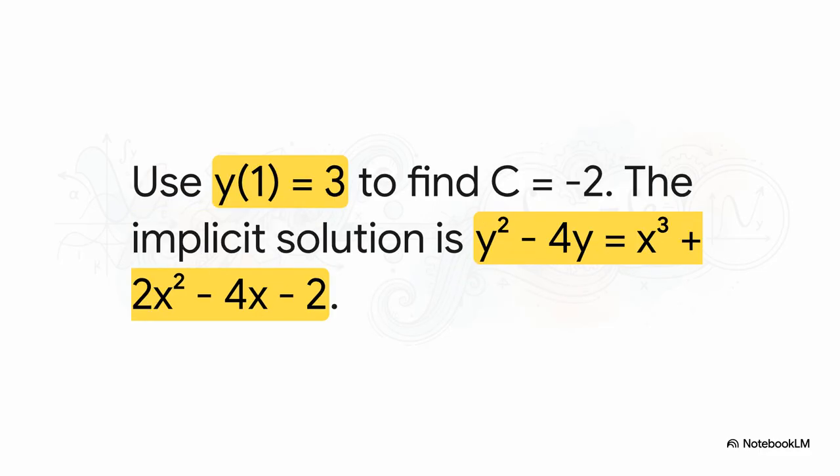And now for step 3. We plug in our initial condition. X is 1 and y is 3. Do a little arithmetic, and it turns out that c is negative 2. Now look at that final answer.